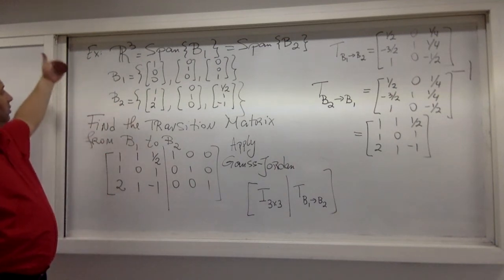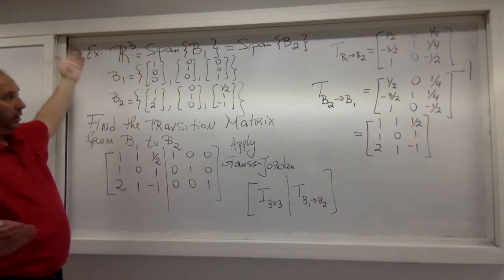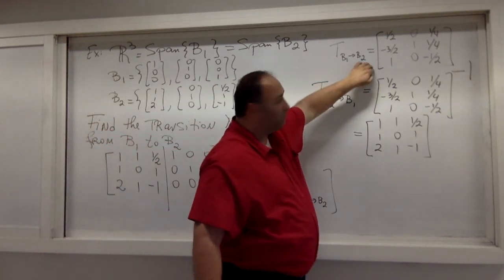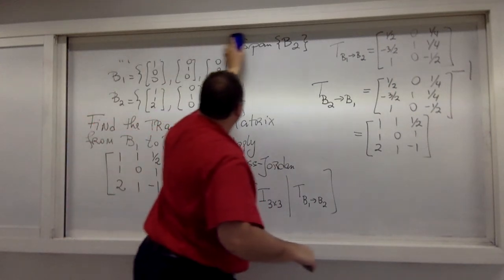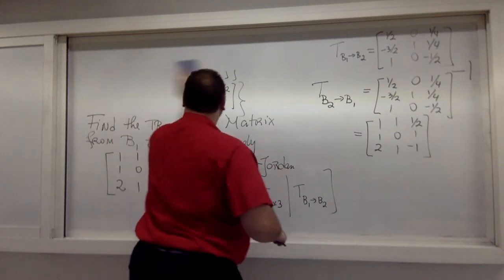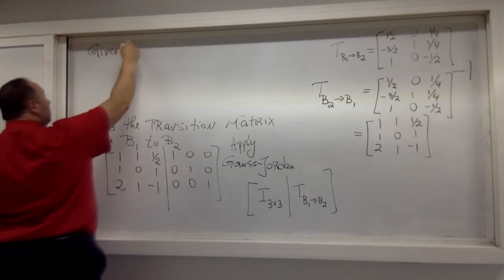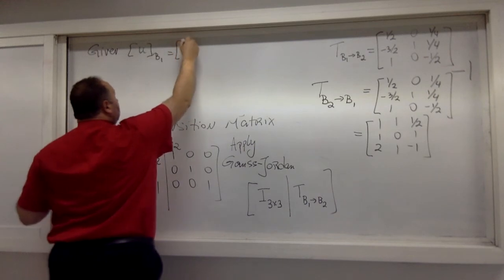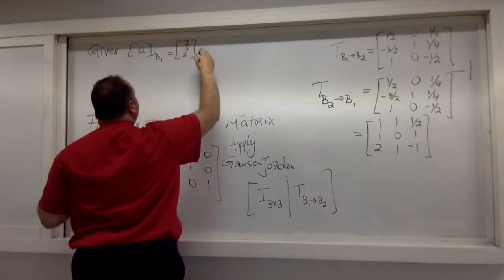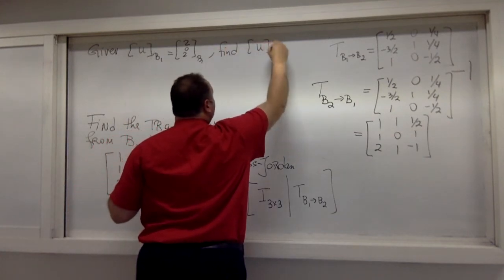So now if I give you coordinates of a guy in basis B1, and I ask you what are the coordinates of the same guy in basis B2, well, not big deal. You multiply the coordinates by this matrix and you get it. So let's say we do just that. Given U in B1 is equal to 202, so in B1, find U in B2.